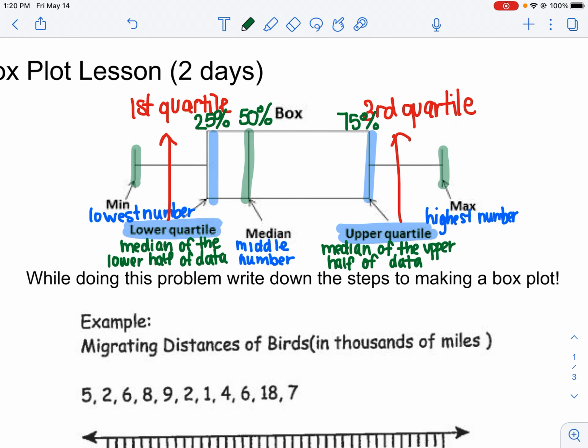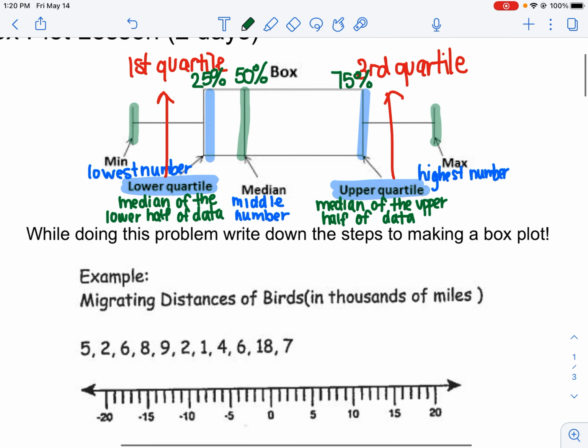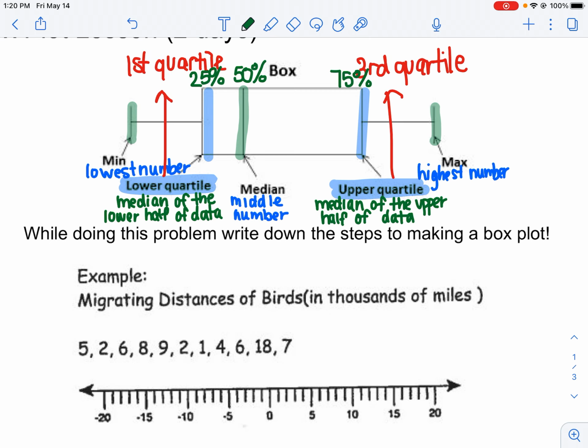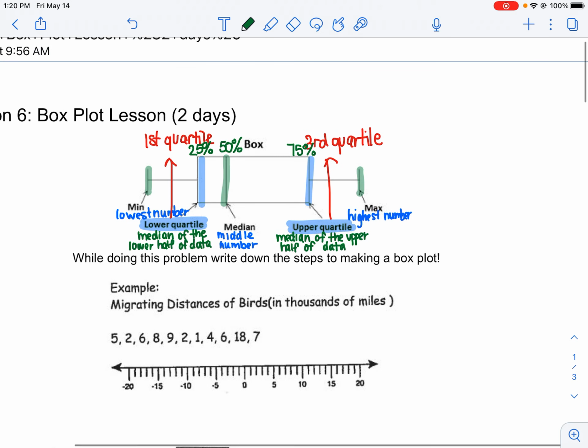Now let's go ahead and talk about this example using all the things that we've talked about above in those 5 different data points that we need to find. So we're talking about migrating distances of birds in thousands of miles, and we're given this data set below. The first thing that you're going to do with any data set that you are given is you are going to put those numbers in order from least to greatest.